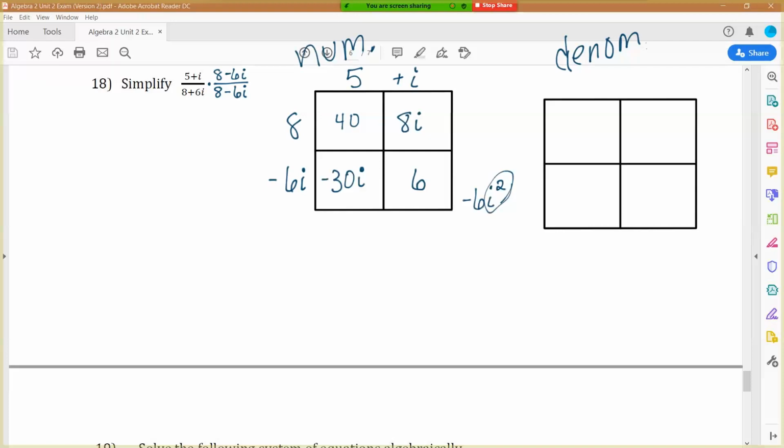Yeah, that's fine. You should just have all 4 terms written out. That's the way I was taught in school. So for my answer, I know the numerator is going to be 40 plus 6, which is 46. Negative 30i plus 8i, which is negative 22i. So there's the numerator of my answer.